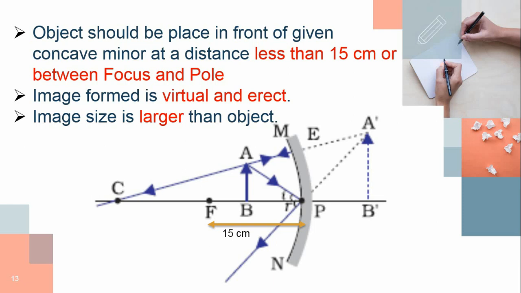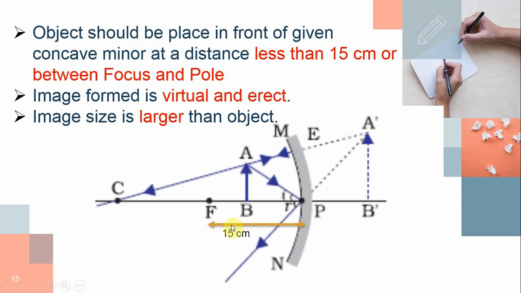We choose the last case, where the object is placed between focus and pole. So this is the focus, this is the pole. We can place the object between these positions. This is the object. We take 2 rays. We consider a ray that comes from the center of curvature. It returns back along the same path. Another ray falls on the pole and is reflected. This is the angle of incidence, this is the angle of reflection. These lines we can retrace back, and we can get the virtual image.